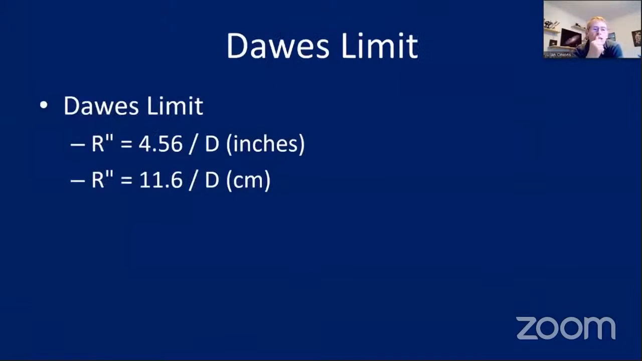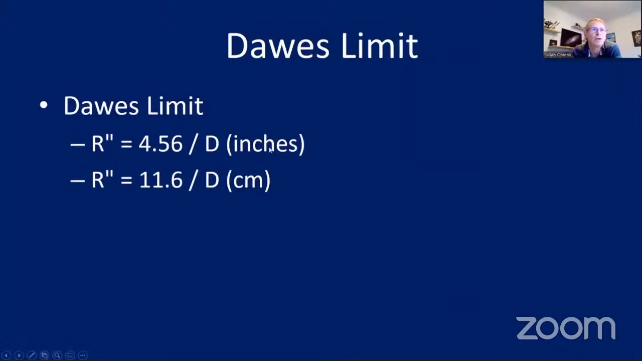Now, another one is the Dawes limit, and this says how many arc seconds you can see. And this is, again, a fairly straightforward equation. So the bit on the left-hand side is how many seconds of arc. So R with the double quotes is how many seconds of arc you can distinguish.